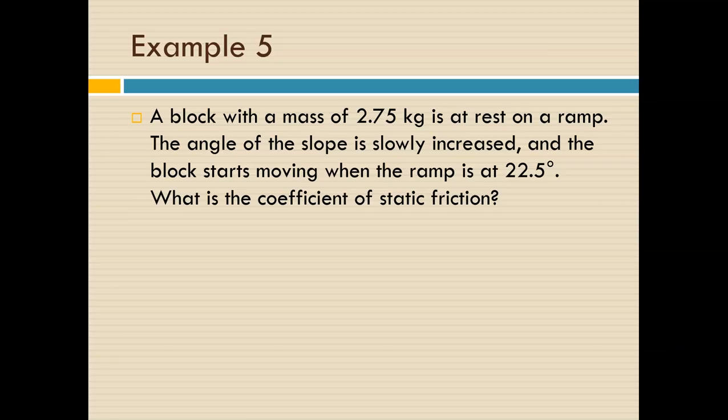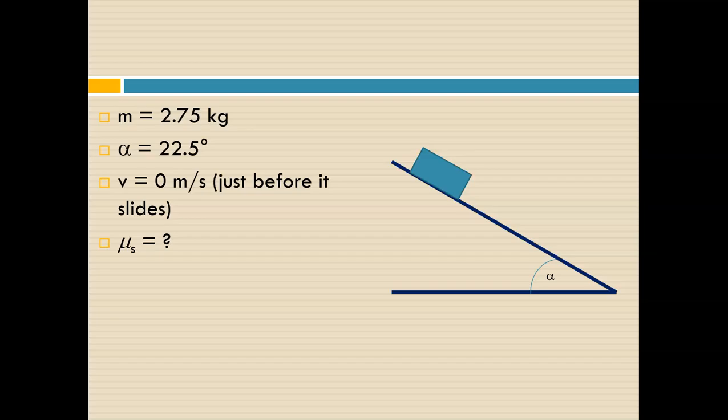We've got ourselves a little bit more complicated problem, so let's go ahead and draw the picture, and there's the picture of the block sitting on the ramp. The numbers we're given are that the mass is 2.75 kilograms, that the angle of the slope is 22.5 degrees, and that the velocity is 0 because we're looking at the moment just before it starts sliding, but we do not know the coefficient of static friction. So the next step, since we're dealing with 0 velocity, forces, and an acceleration, is that we're going to have to deal with Newton's second law. That means we have to go with a free body diagram.